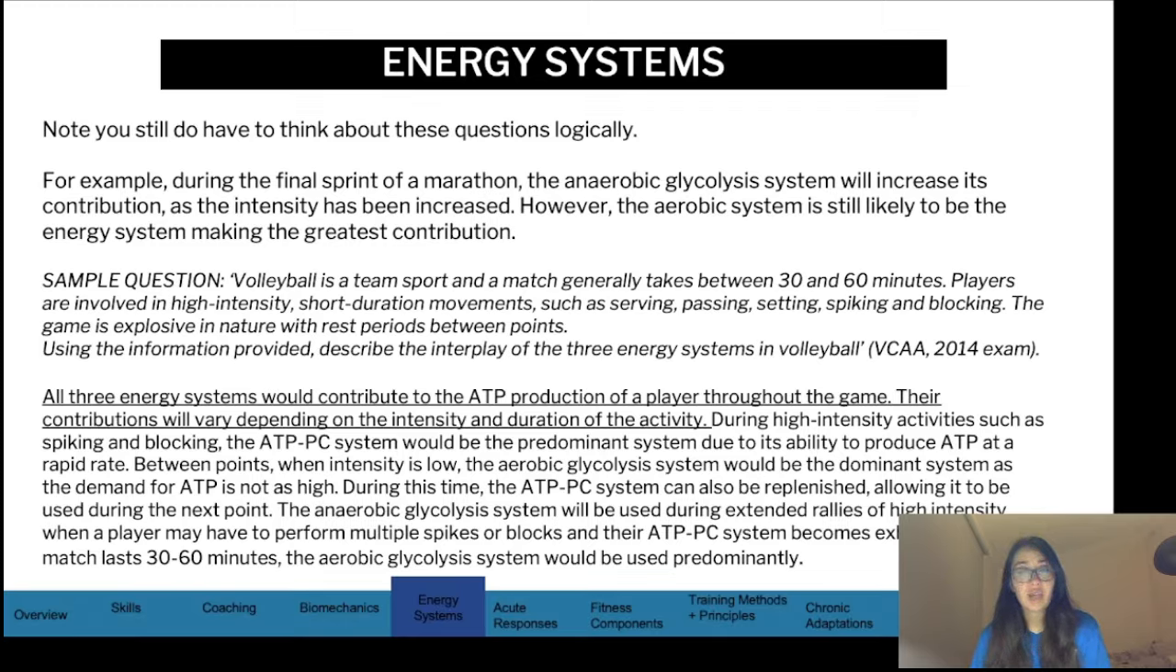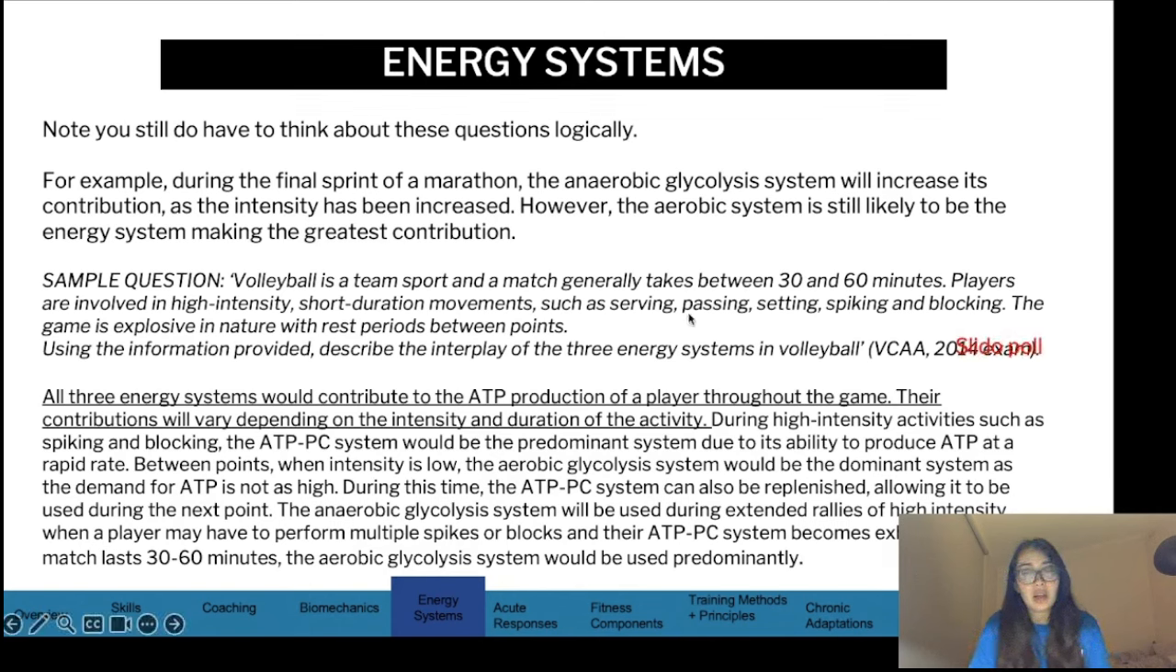You want to discuss all the energy systems in turn. So when is the ATP-PC system predominant? Here it says, during spiking and blocking, the ATP-PC system is predominant. When intensity is low, the aerobic system will be dominant, because we get enough oxygen and the demand for ATP is low. You can also replenish the ATP-PC system in these little rest periods, allowing it to be used during the next point, and the anaerobic glycolysis system will be used during extended rallies. Something I would have liked these people to do, they have written it here, multiple spikes and blocks.